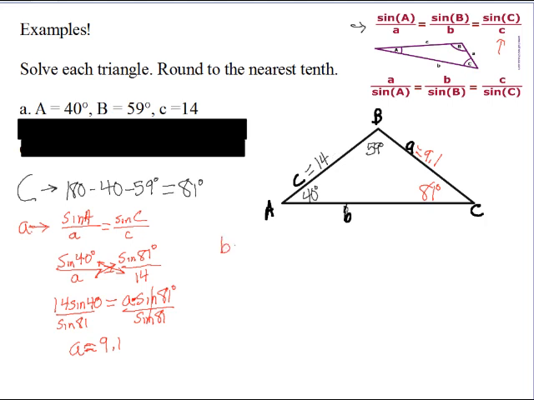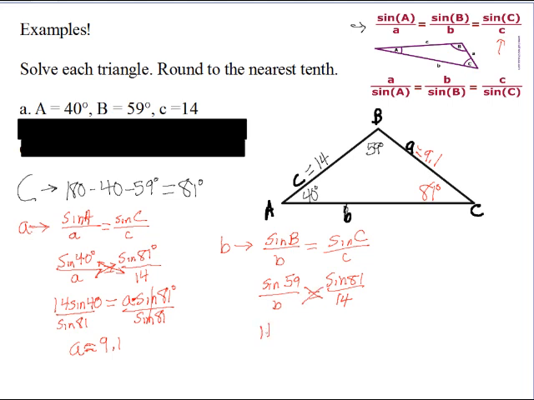To solve for little b, same thing. I'm using this one because it was given to me. So sine of big B over little b, which I'm trying to solve for, is equal to sine of big C over little c. Plug in what you know. So I have sine of 59 over b, I don't know b yet, is equal to sine of 81 over little c. I'm sorry, not little c. That is 14. My fault. Okay. Cross multiply.